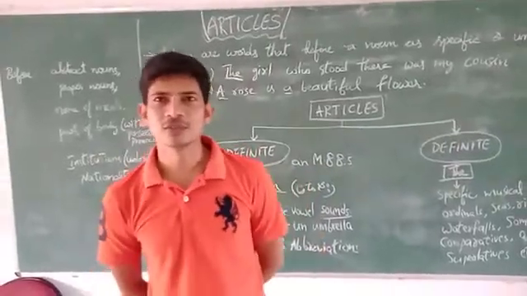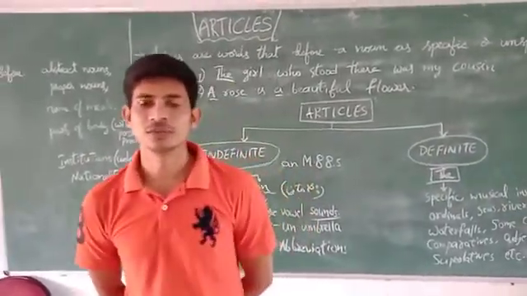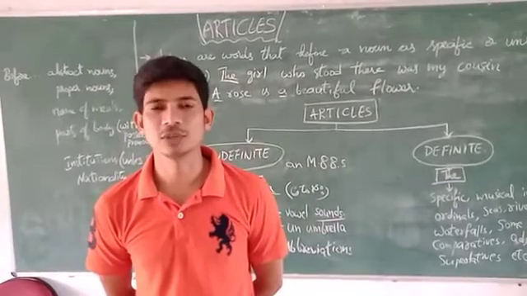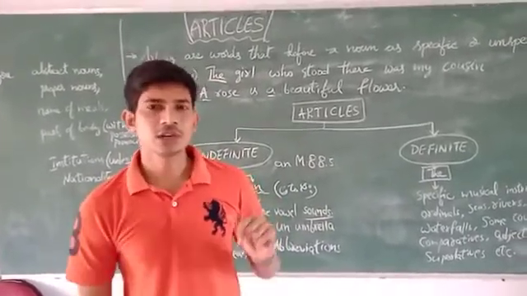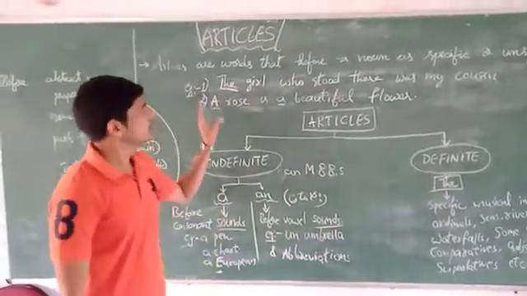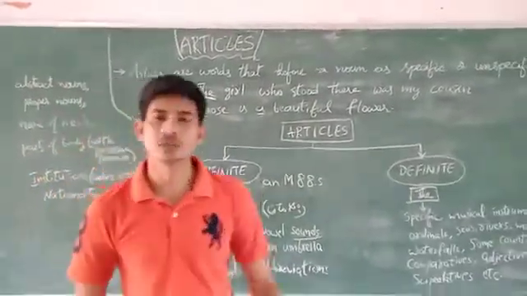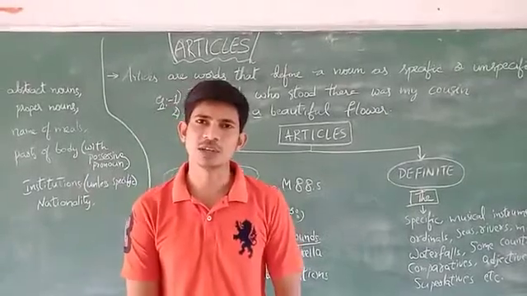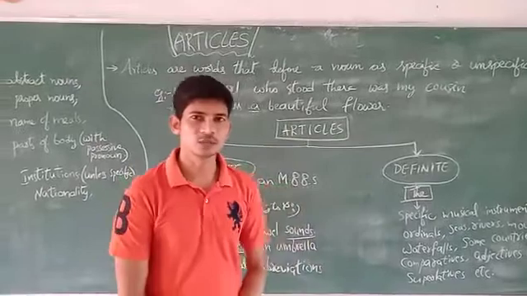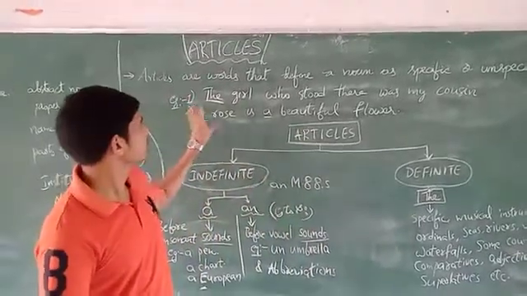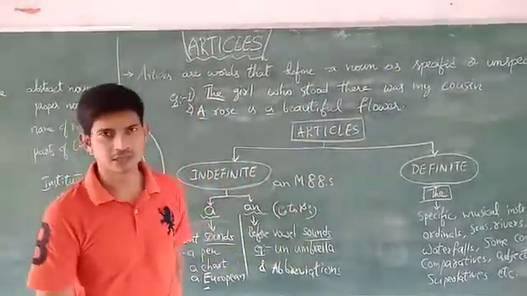In today's session, we are going to learn about very important grammar items. One of the important grammar items is articles. What is an article? Generally, an article defines a noun as specific or unspecific. What is specific and unspecific? Let us come to know through one example.